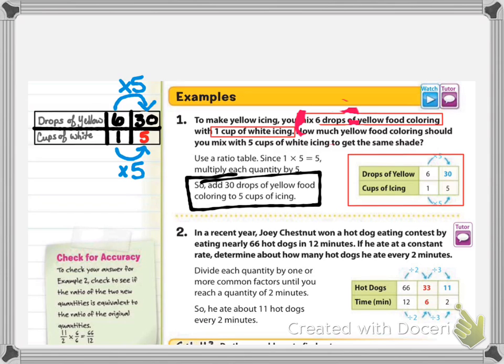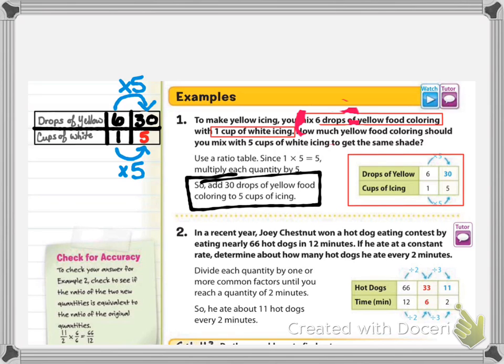So let's look at example number 2. Example number 2 is pretty interesting. If you guys ever watched the hot dog eating contest on the 4th of July, Joey Chestnut has won hot dog eating contests for many, many years. I can't remember if he won this past year, but I believe he did. And the number of hot dogs he could eat, oh, it's grossly disgusting.